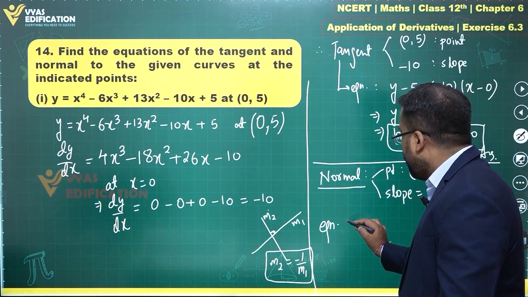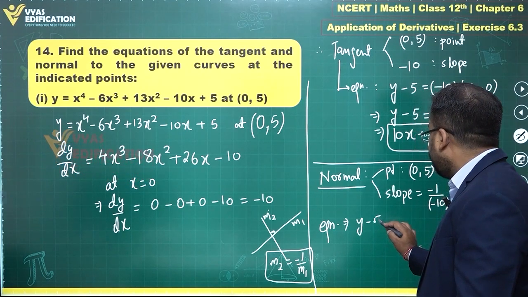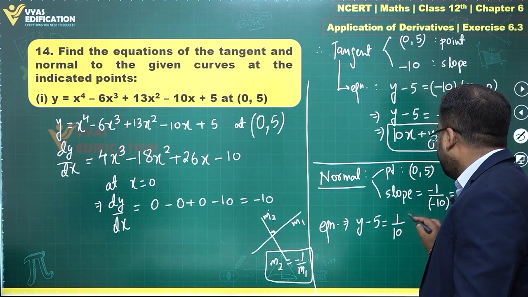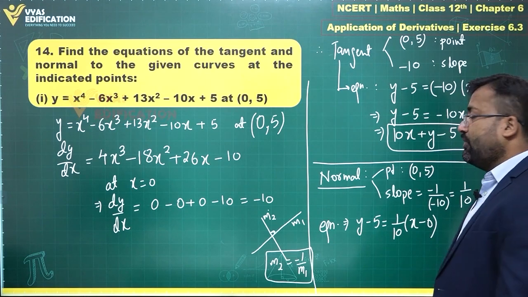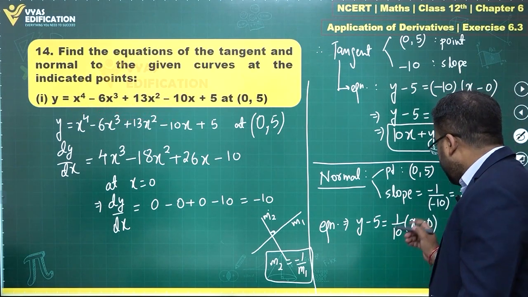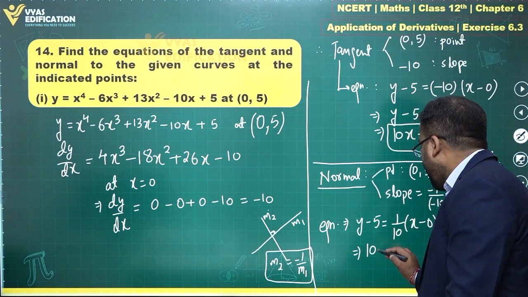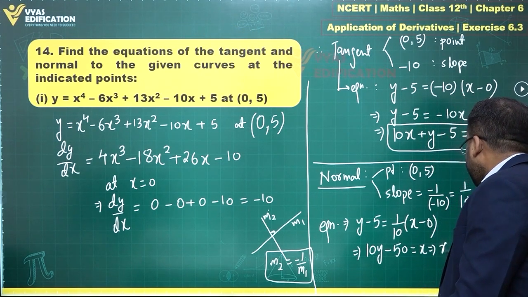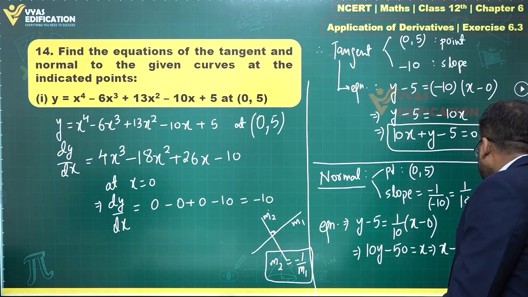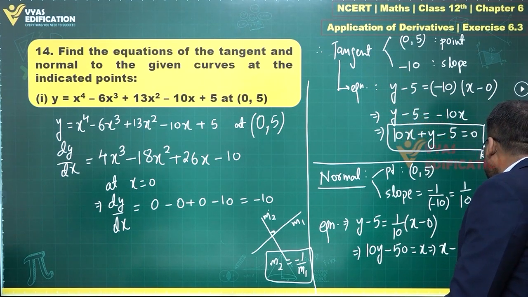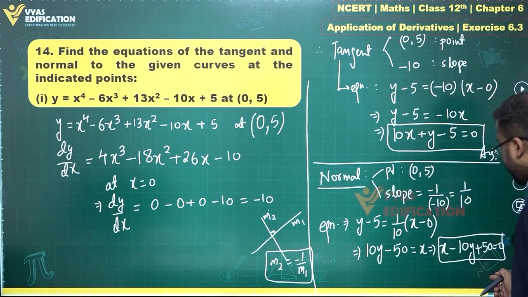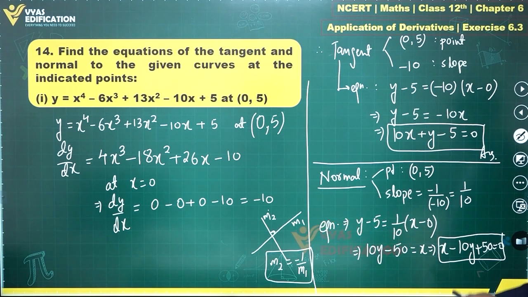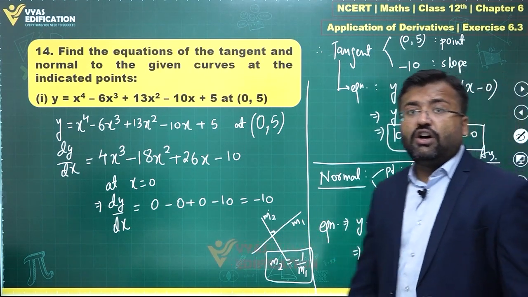Equation will therefore be obtained very easily. y minus 5 is equal to slope times x minus 0. That's what I'm doing over here. And this will give me 10y minus 50 is equal to x, or that tells me x minus 10y plus 50 is equal to 0. That's the equation of normal that you require for this question over here. And that's all in this question.